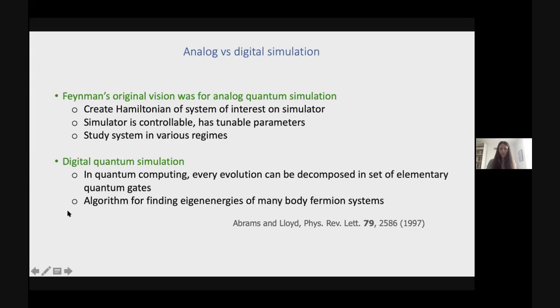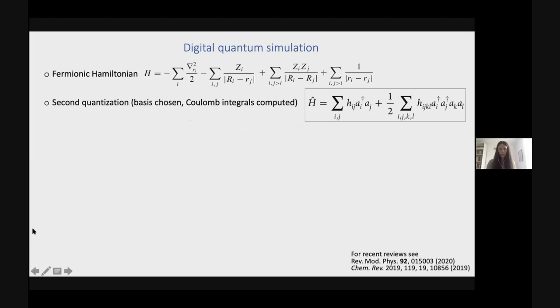On the other hand, digital quantum simulation is more like a quantum computing model, where every evolution can be broken up into gates, and you use those gates to create a state that you're interested in and measure useful properties from it. The prototypical problem we're interested in this field is simulating a many-body problem of fermions. So this is a fermionic Hamiltonian in first quantization.